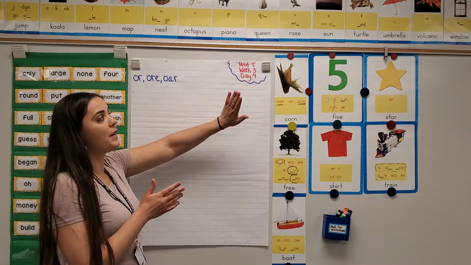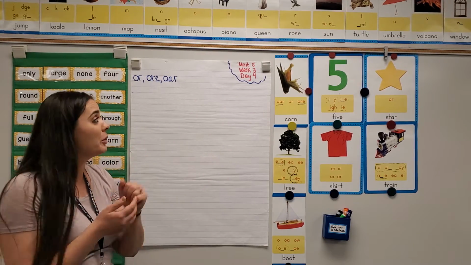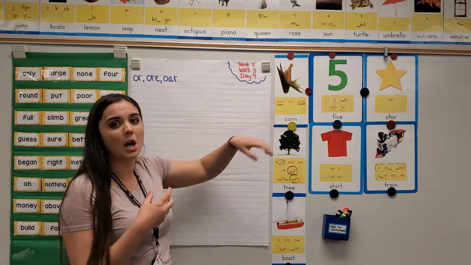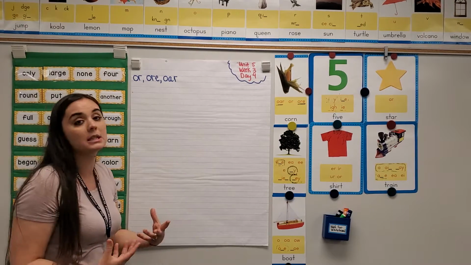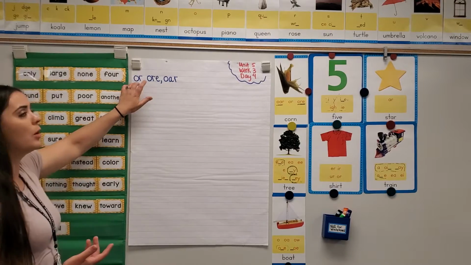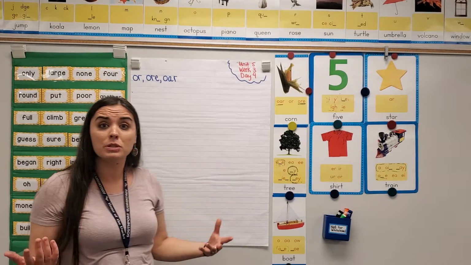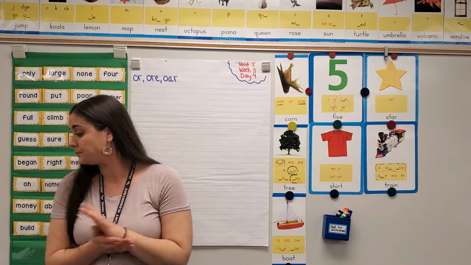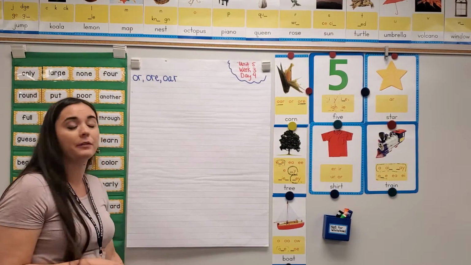So this is Unit 5, Week 3, Day 4, where we are working on that corn card that makes that OR sound, and we can spell that using O-A-R, O-R-E, or O-R, kind of like the high frequency word OR that you already know. All right, so let's get started with some high frequency words.